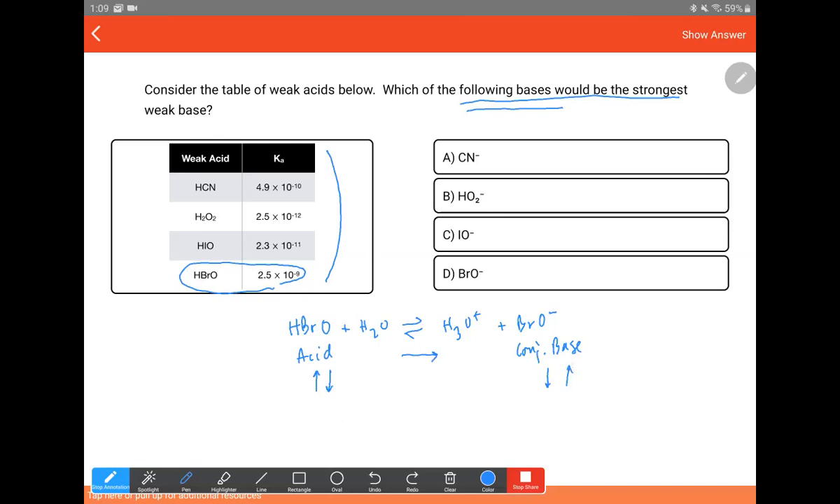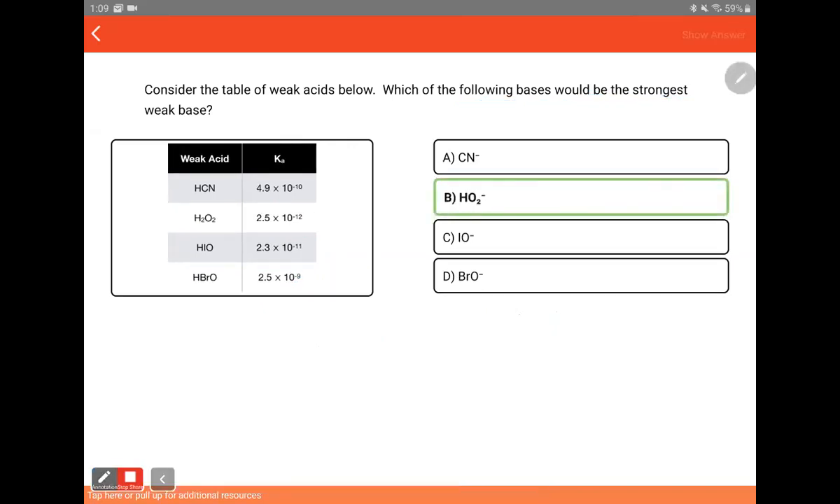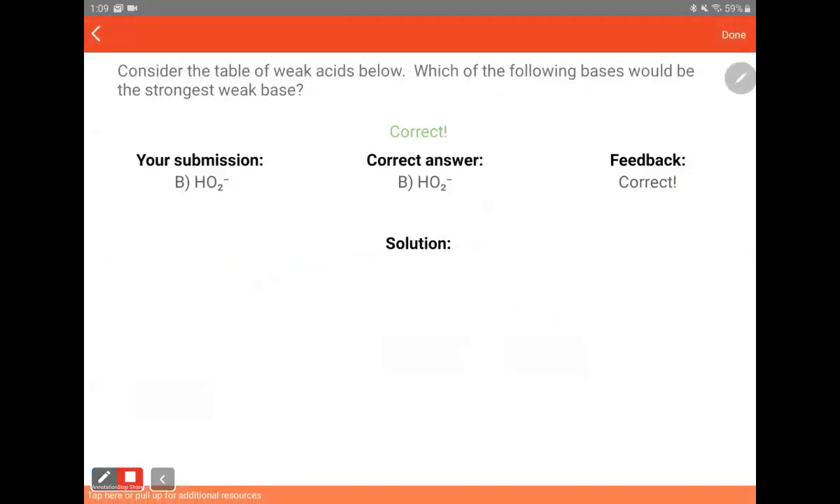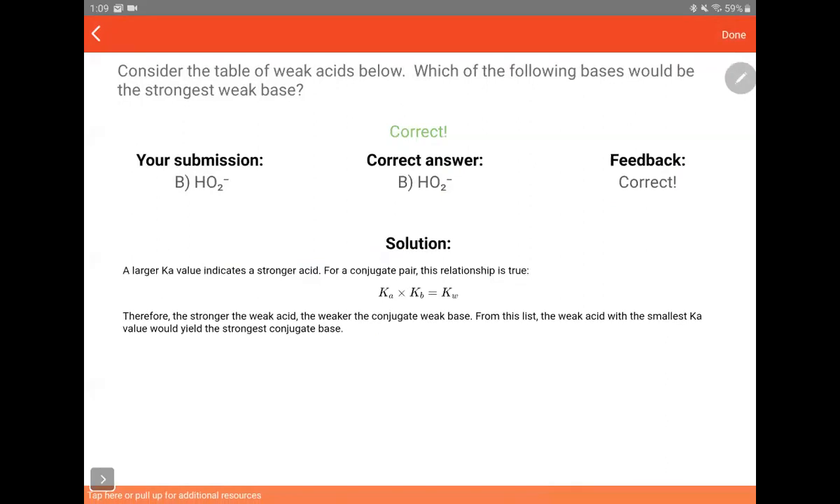So in this case, we're looking for the strongest conjugate base, which means we need the weakest acid. And so we're going to be looking at this one. Very weak acid, which means it's going to be a stronger conjugate base. So we're going to go with this one. There we go. Okay, so remember, the stronger an acid is, the weaker the conjugate base is.